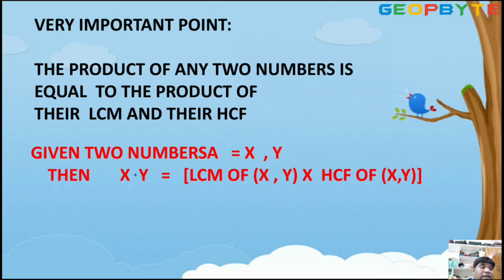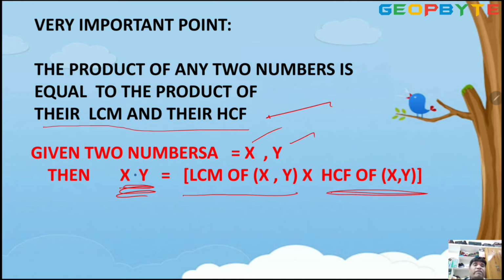Very, very important point. Suppose you take two numbers. The product of those two numbers is equal to the product of their LCM and their HCF. Given two numbers x and y, assume. Then x into y equals the LCM of x and y into the HCF of x and y.